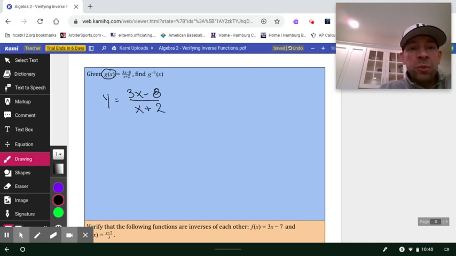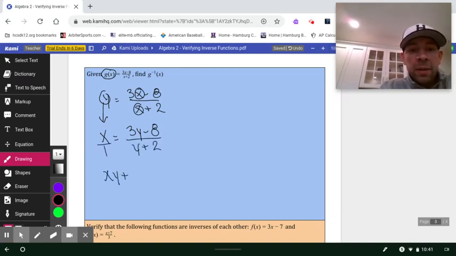And then we're going to switch the x's with the y. So this y becomes an x, and these x's become y. So it's 3y minus 8 over y plus 2. And then I'm going to go ahead and cross multiply. You're going to see some really nice ninja tricks here.